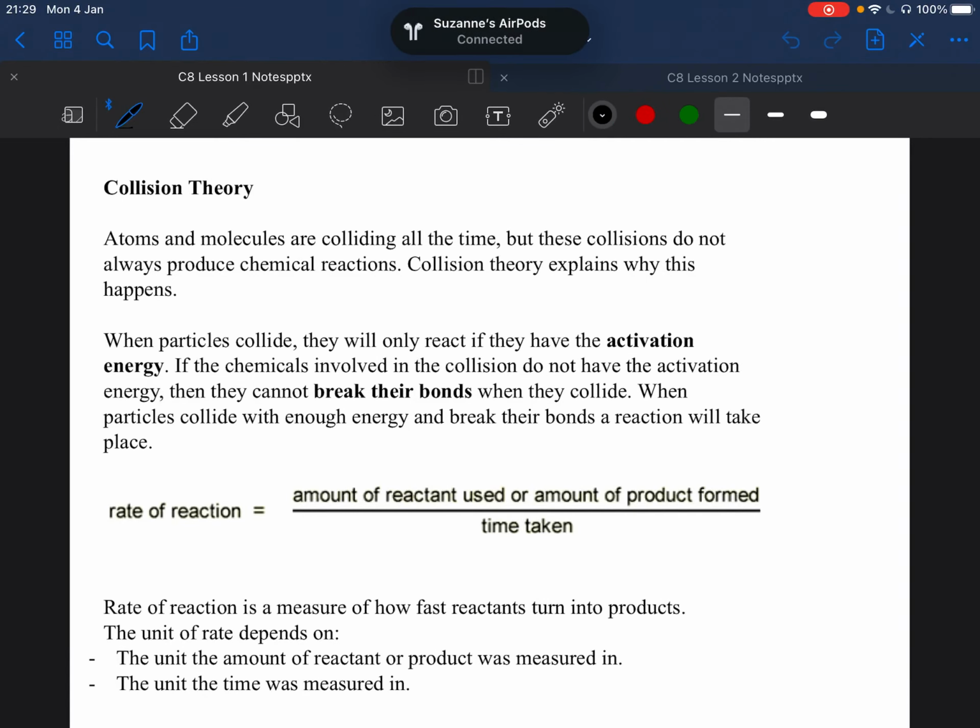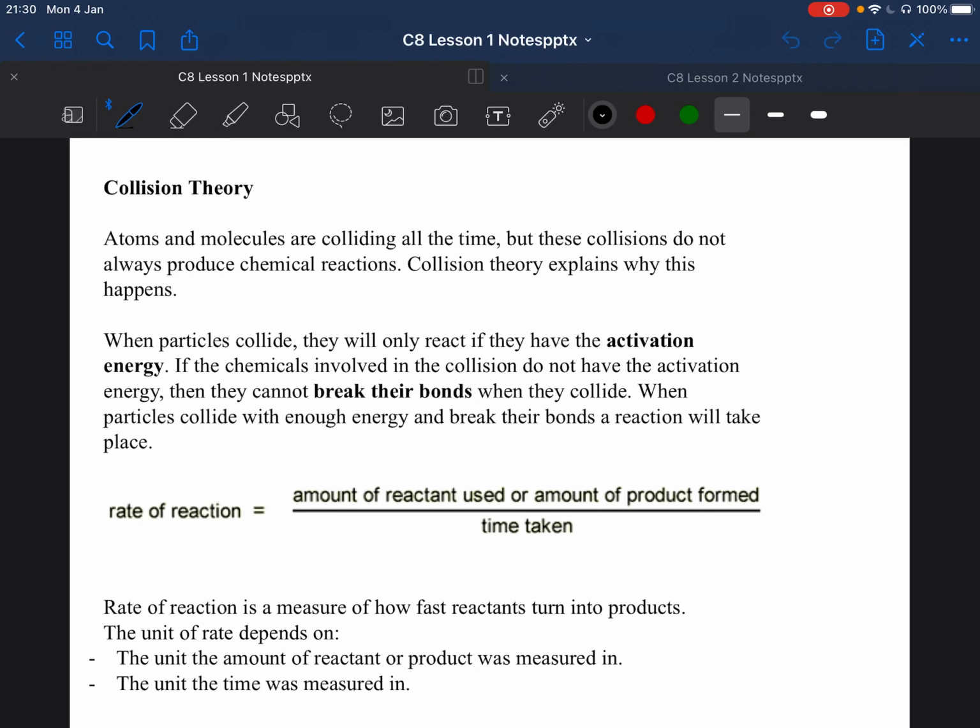Hi, and welcome to this explainer video going through rates of reaction, including collision theory and the different factors that affect the rate. As you can see on your screen, I've got a little bit of information about collision theory that I'm going to talk you through, and then go through each of the four factors.